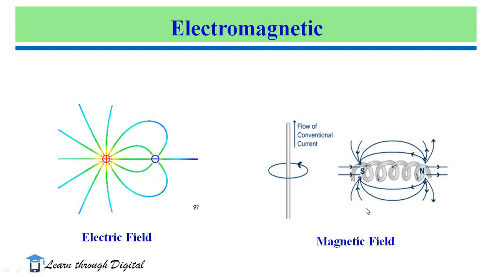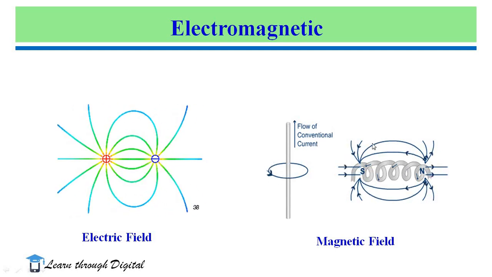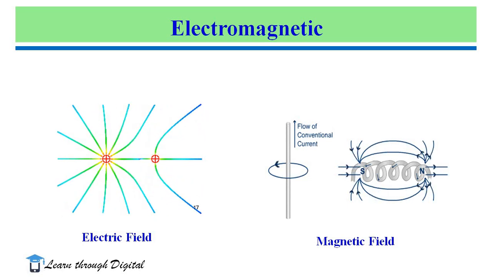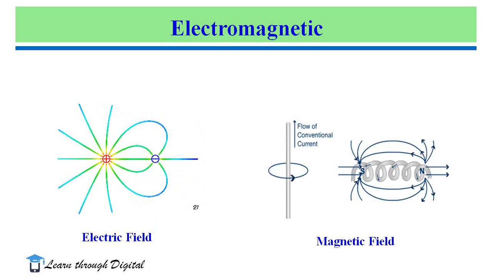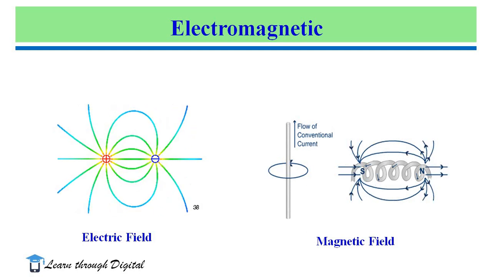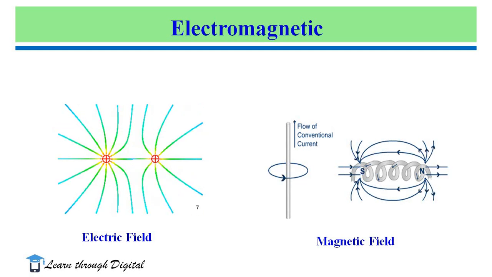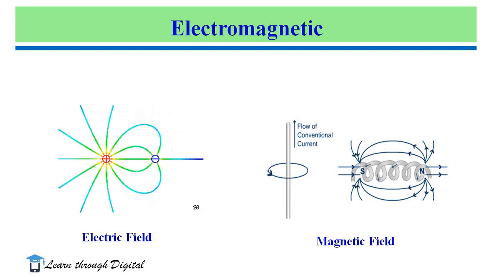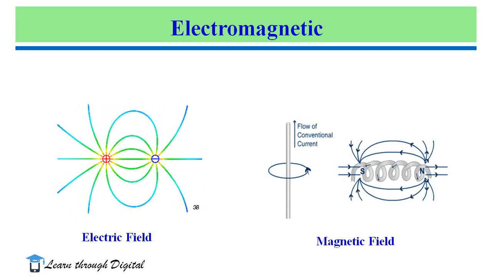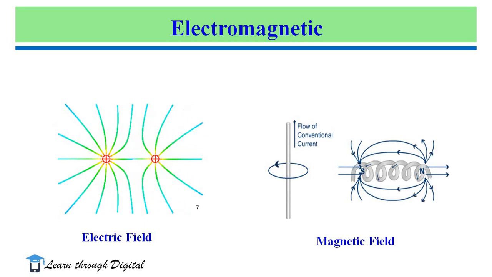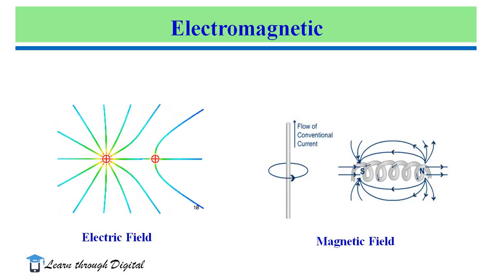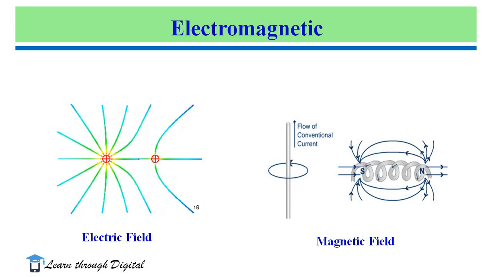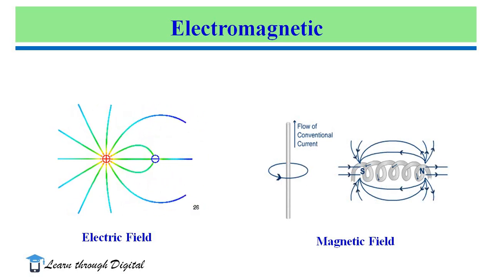When current flows through a conductor, there will be a magnetic field around the conductor. So when the charges are in motion, this is nothing but the flow of current. When the current is flowing through the conductor, a magnetic field will surround the conductor. So we will discuss both the nature of electric field and magnetic field under the course Electromagnetic Fields.